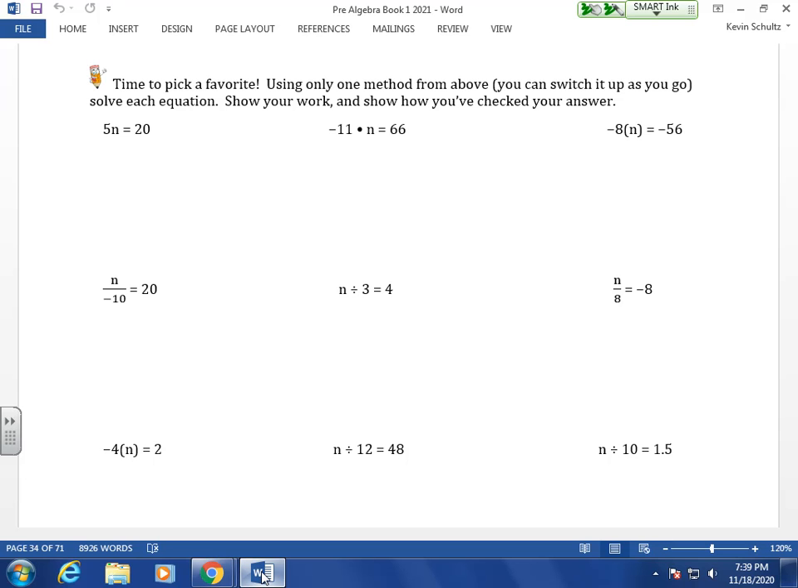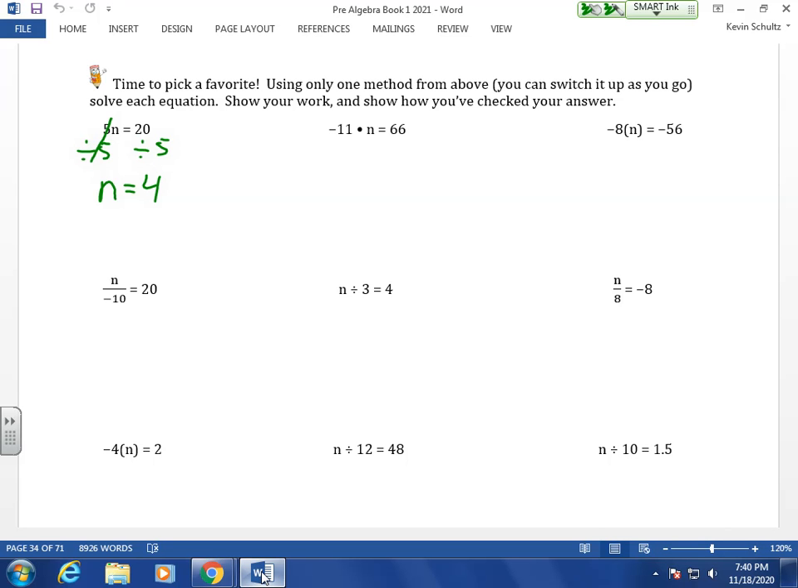So you were using opposite operations here, and the goal was to get n by itself, so you could find the value of n by undoing the equation. If you look at 5n equals 20, 5n means 5 times n, right? The operation that we're doing to n is multiplying by 5. To undo that, we divide both sides by 5. 5 divided by 5 is 1n, which is what we want, and 1n equals 20 divided by 5, which is 4.